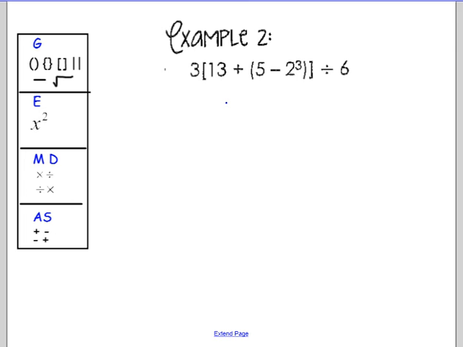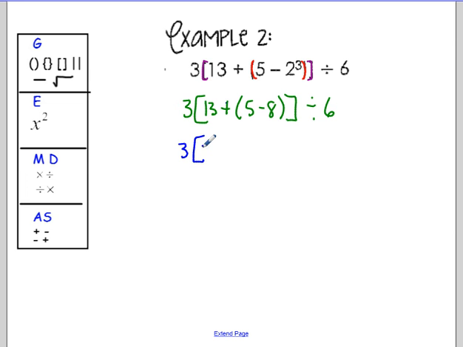Let's try another example. We have 3 times brackets. And then within those brackets, we have parentheses and an exponent. So we're going to first simplify the parentheses, then the exponent, and then the brackets. So we're going to say 3, bracket, 13 plus parentheses 5 minus 2 cubed, which is 8, divided by 6. So now we're going to simplify the parentheses.